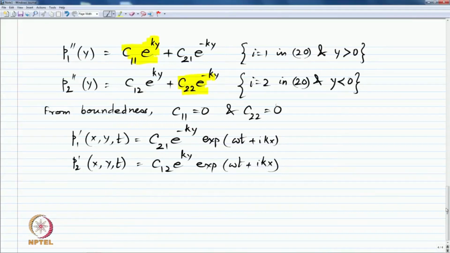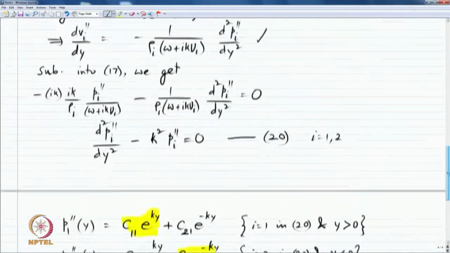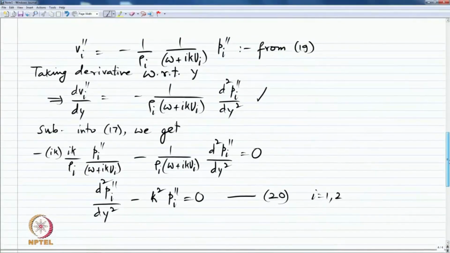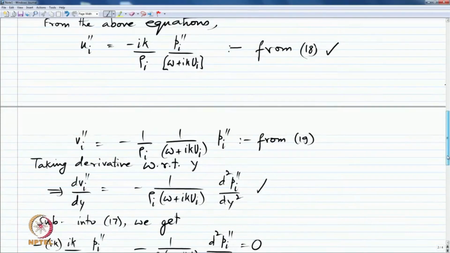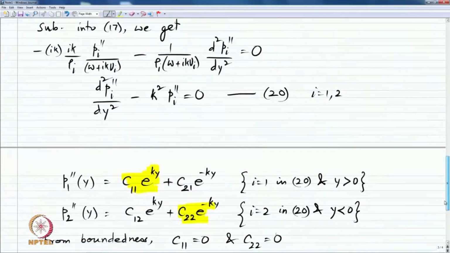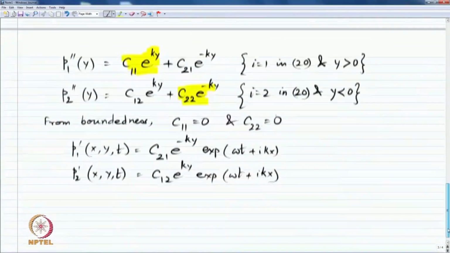From here, now we already have a relationship between ui and pi prime: ui double prime equal to minus ik over rho i times pi double prime divided by omega plus ik ui. So, using that we will be able to write down what ui double prime is supposed to be.